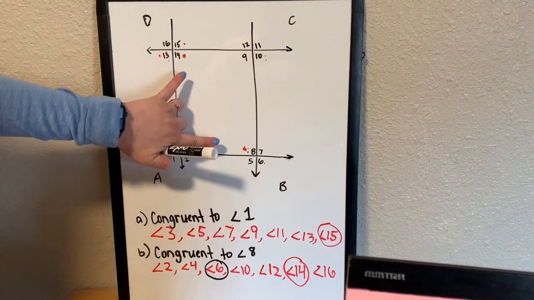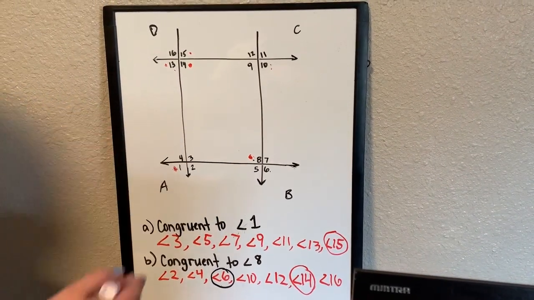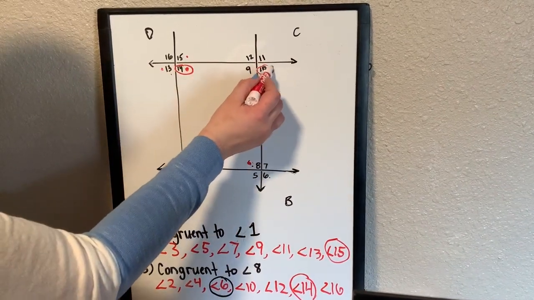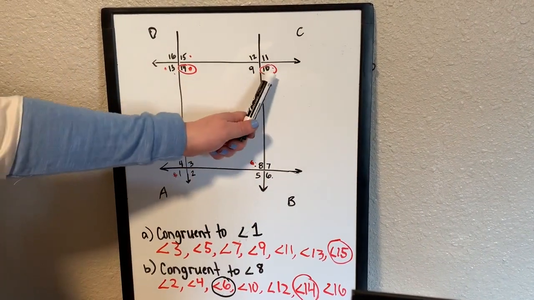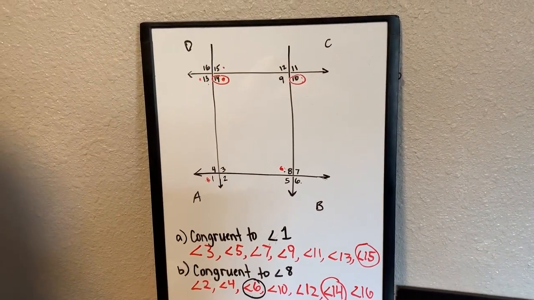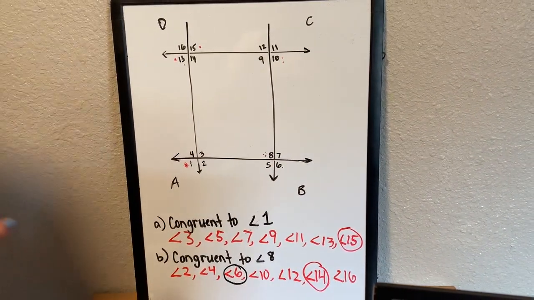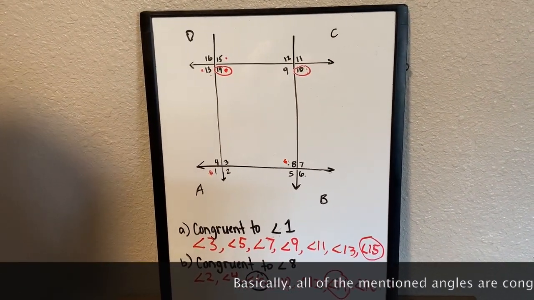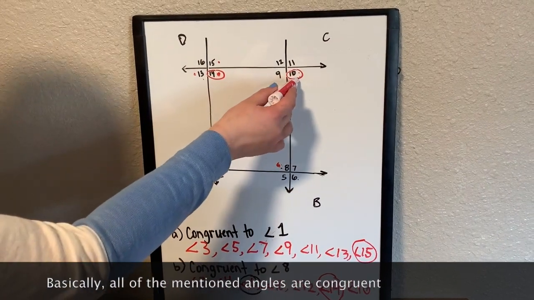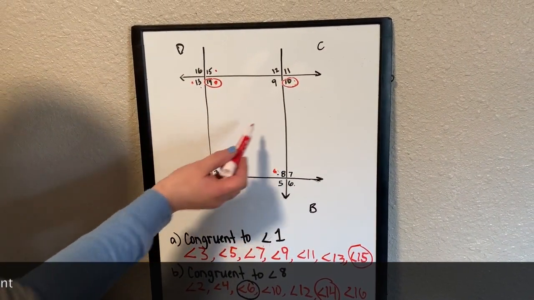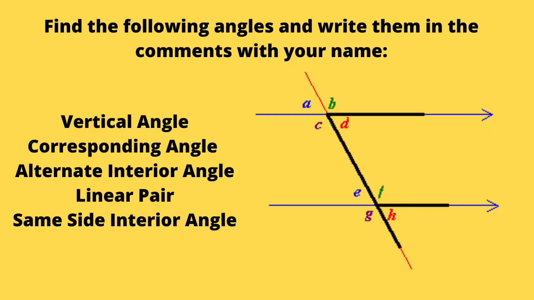So we know that angle 14 and angle 10 are corresponding angles. They are corresponding angles. Again, go back to the definitions if you don't know what corresponding means. The timestamp is down in the description box. But angle 14 and 10 are corresponding angles, and angle 10 and angle 8 are alternate interior angles. I'm going to leave you with this last example to try on your own.